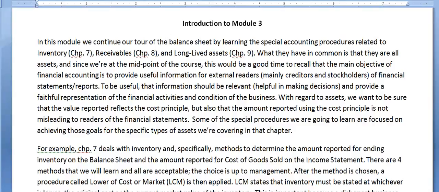With regard to assets, we want to be sure that the value reported reflects the cost principle, but also that the amount reported using the cost principle is not misleading to readers of the financial statements. Some of the special procedures we're going to learn are focused on achieving those goals for the specific types of assets we're covering in that chapter.